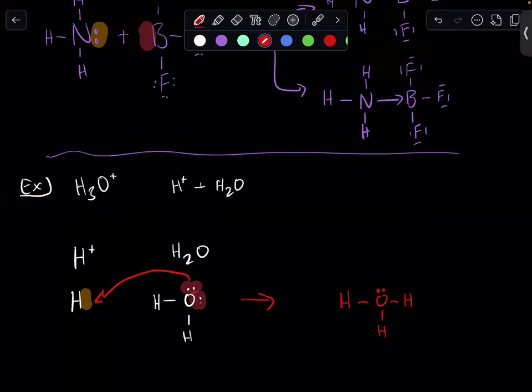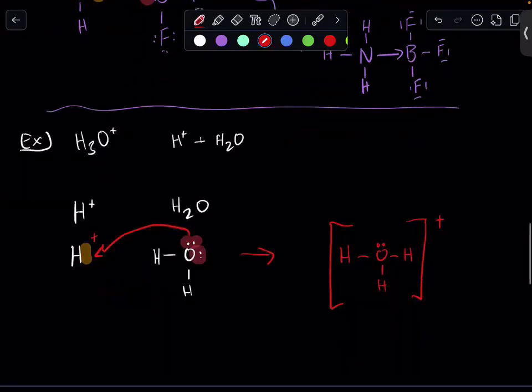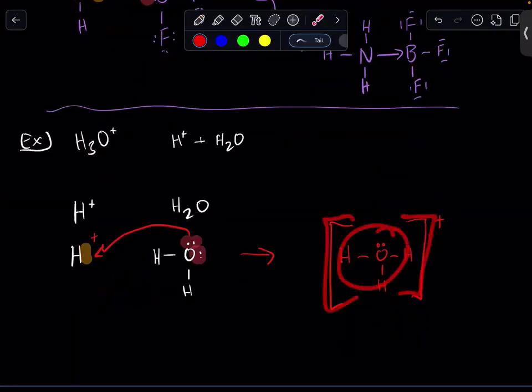However, something you have to keep track of is we did have a positive charge, and this whole thing is now positive. So much like our polyatomic ions, we need brackets and a plus. These are these little things that will get you on the DP exam that you have to be careful for, because while you may be able to draw the structure, forgetting to put the brackets and the plus will lose you the mark anyways.